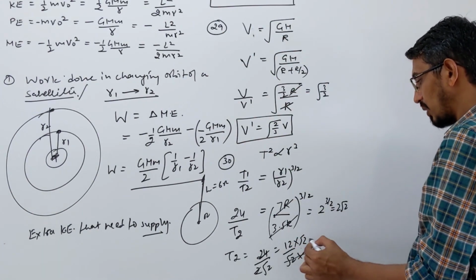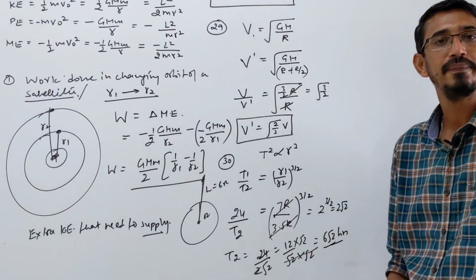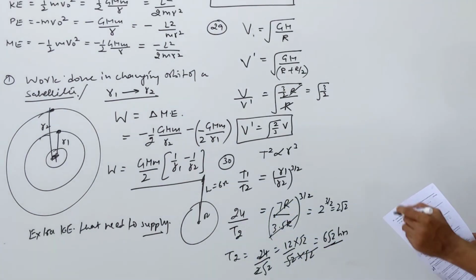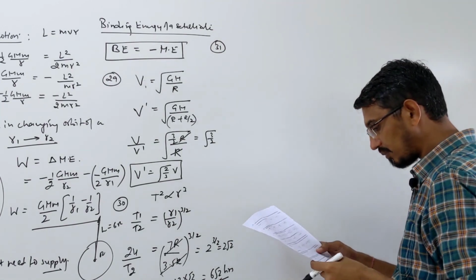So this becomes 2, it goes here 6 root 2 hours. That's your answer, right? Okay. That was question number 30. Then 31 we are talking.